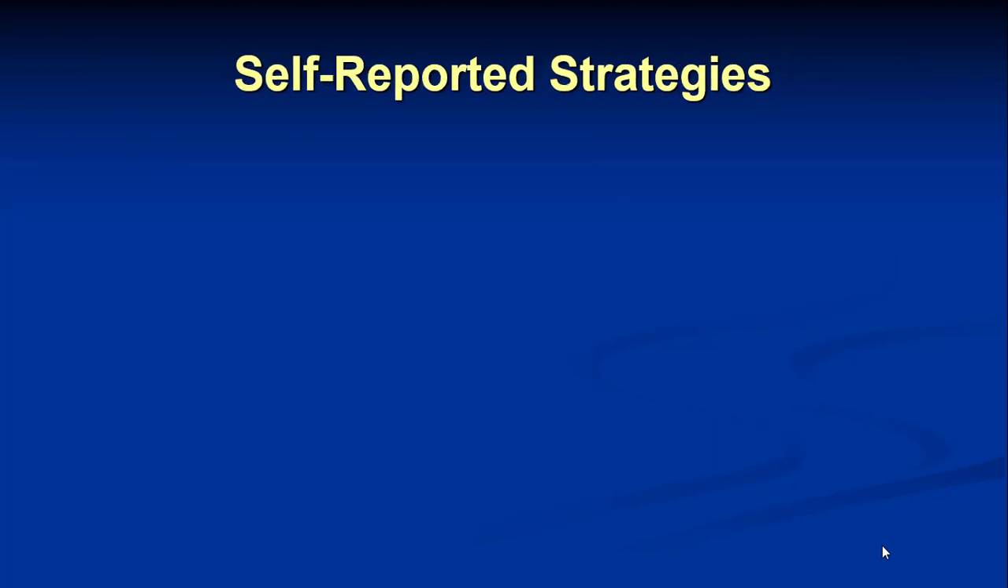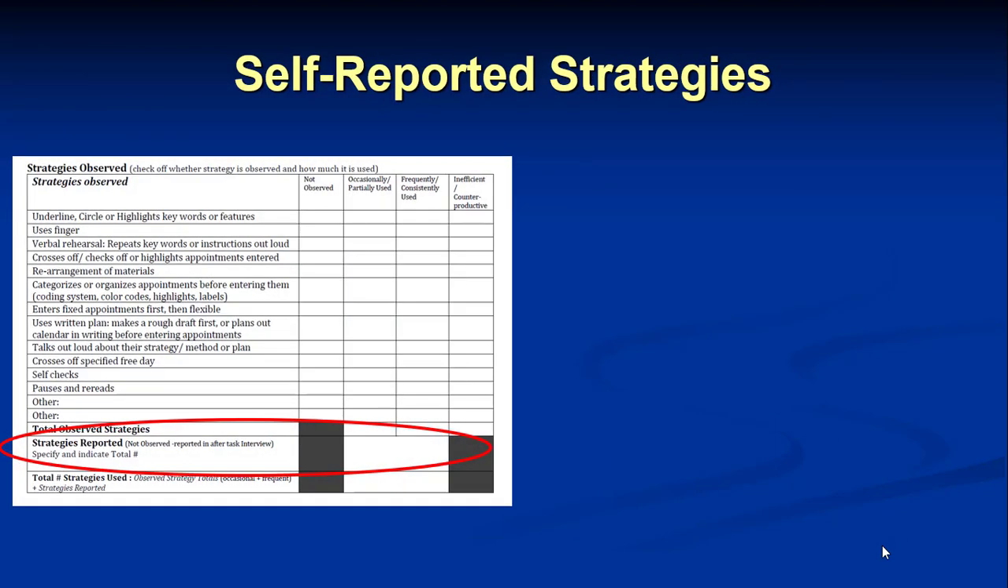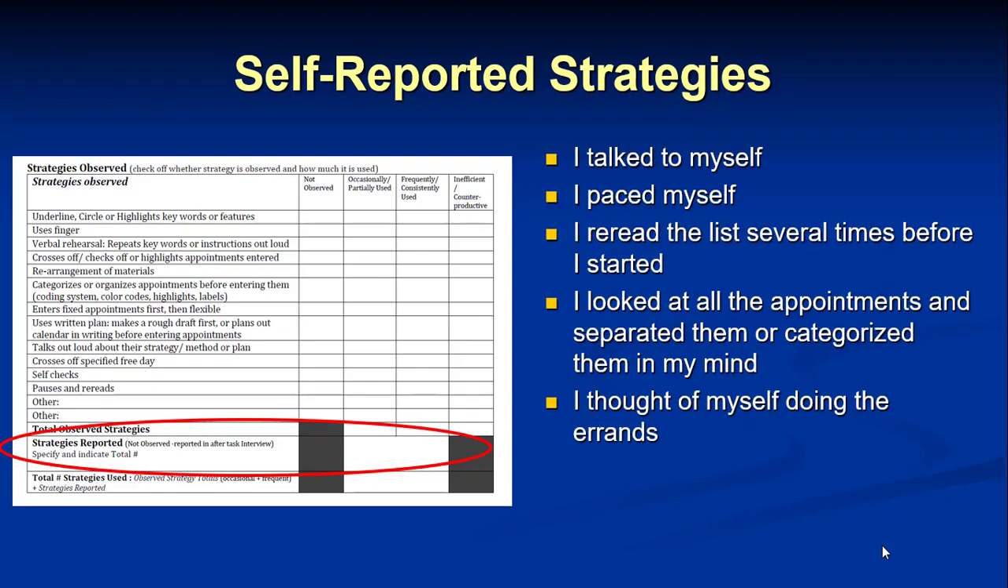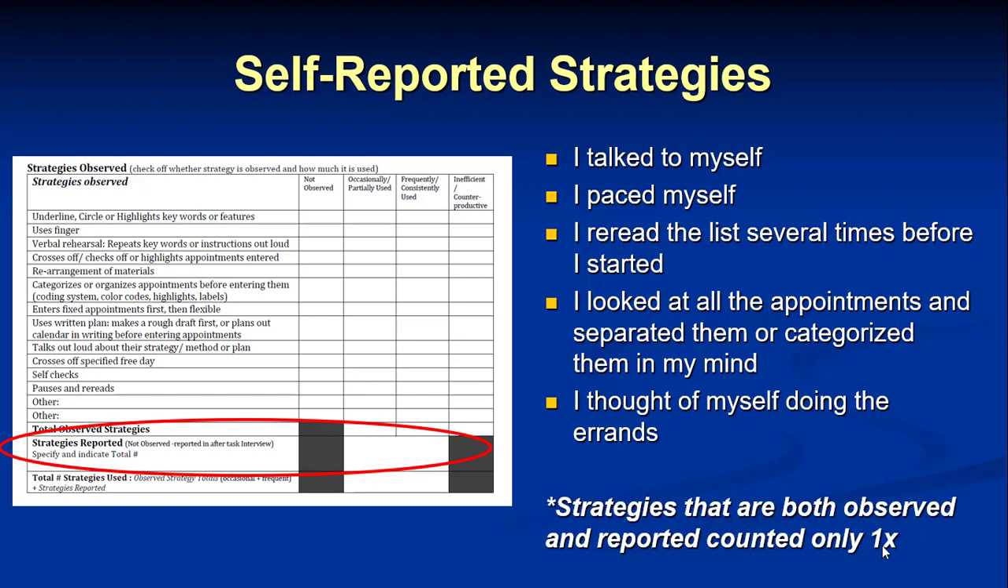During the after-task interview, additional strategies may be reported. Examples of self-reported strategies include, "I talked to myself," "I paced myself," "I reread the list several times before I started," and so on. Strategies that have not been previously observed are added to the strategy form as indicated here.